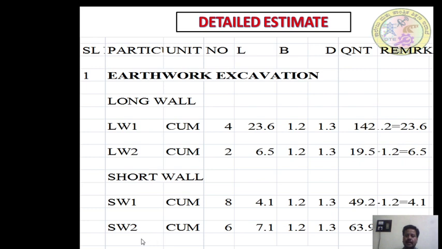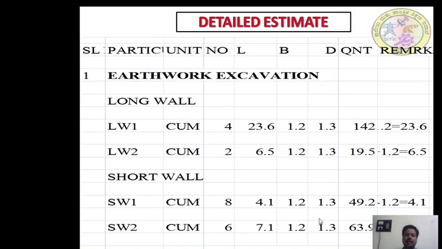Same type, short wall 2. The total length of short wall 2 is 8.3. 8.3 minus 1.2 equals 7.1. So 7.1 is the length of short wall 2. Then put 7.1 as the length; the width and height are the same as considered previously.